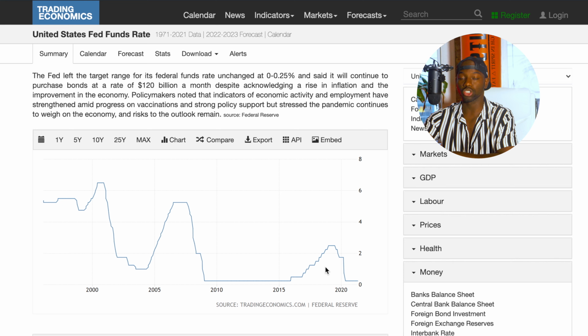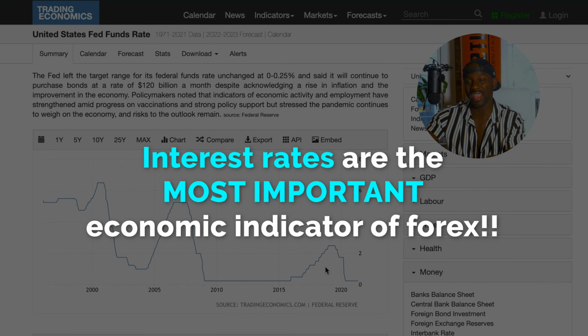You guys definitely want to stay up on interest rates. They're probably the most important economic indicator for Forex. Right? They really are.